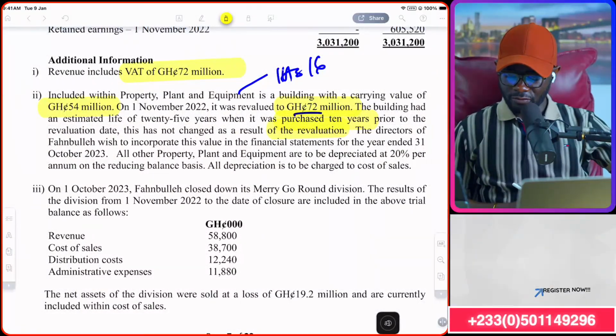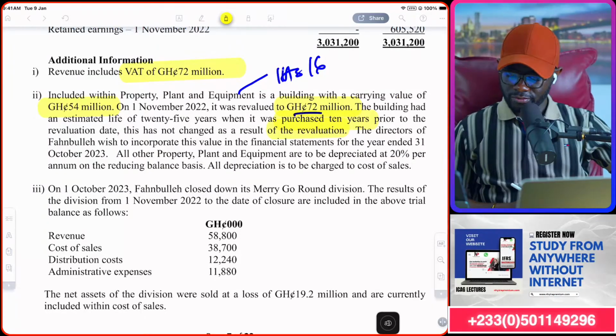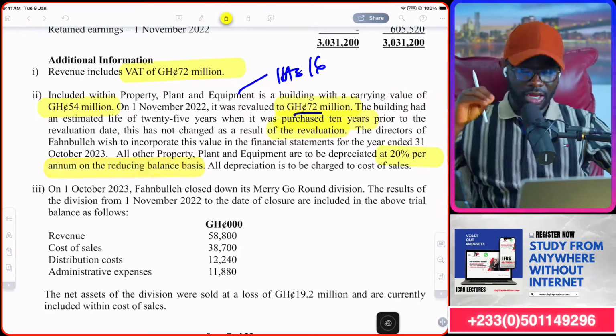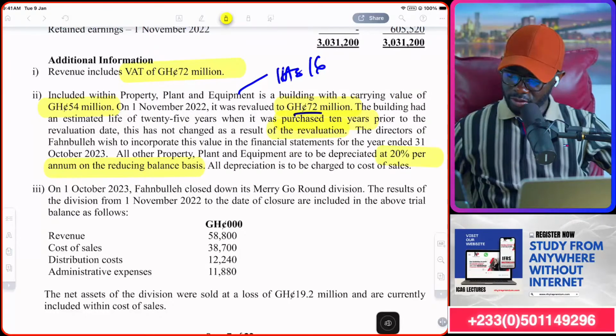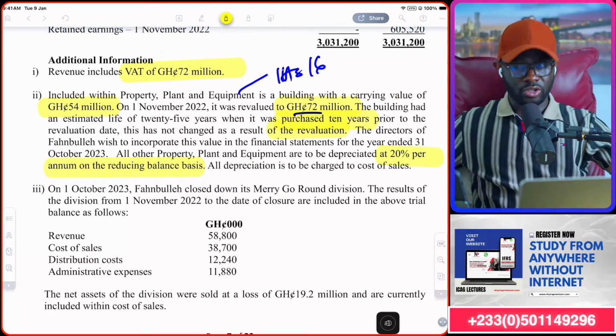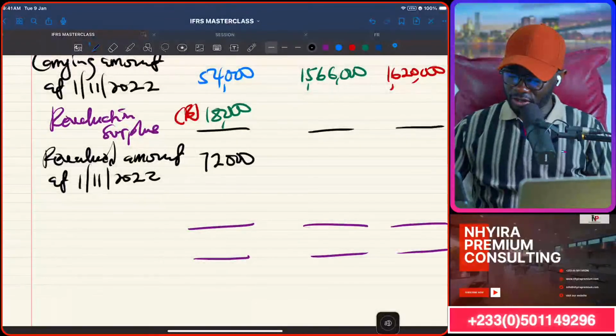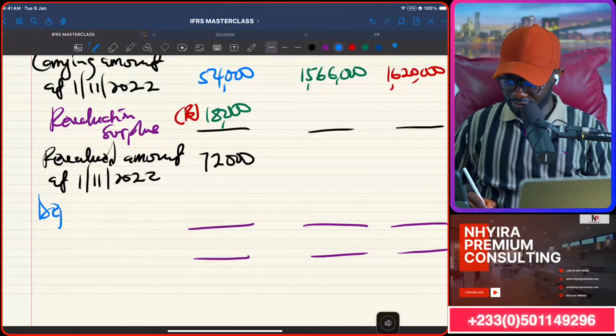The directors of Fanbella wish to incorporate this value in the financial statement for the year ended 31st October 2023. Okay. All other property, plant, and equipment are to be depreciated at 20% per annum on a reducing balance basis. All depreciation is to be charged to cost of sales. So we are done reading. So let's calculate depreciation here.